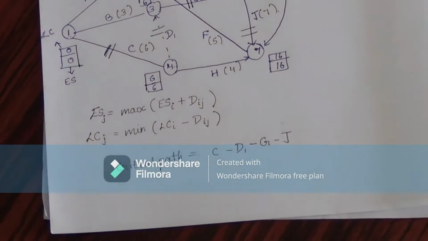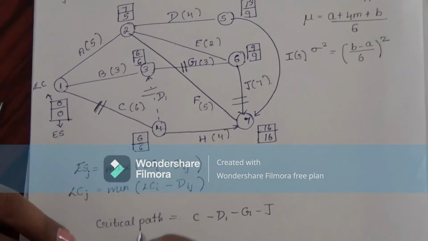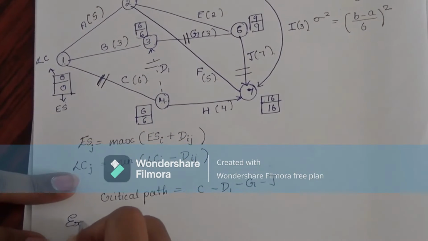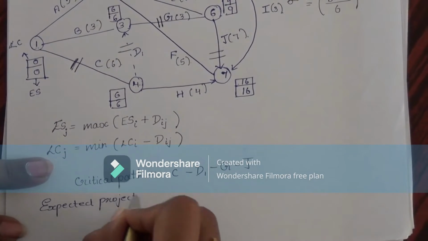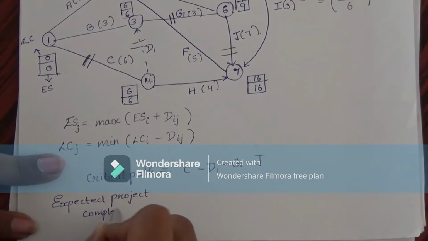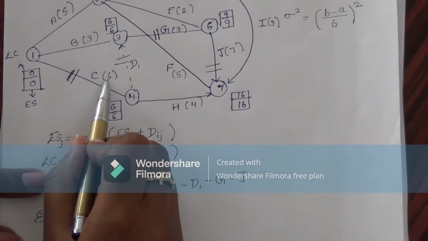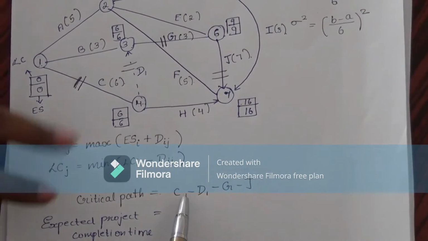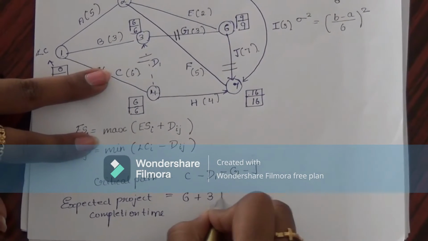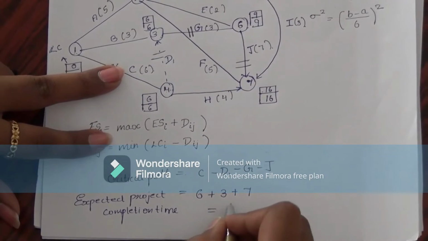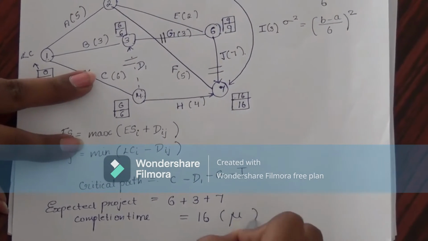Now we have to calculate the expected project completion time. The expected project completion time will be nothing but the mean values taken from the critical path. That will be 6 plus 3 plus 7, which is nothing but 16. So this will be represented as the mu value.